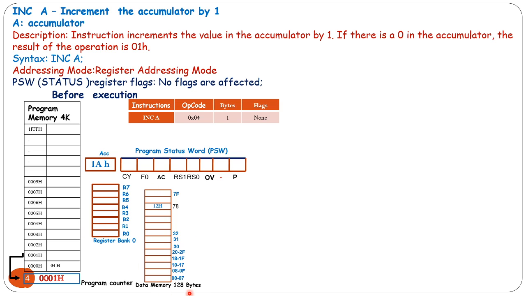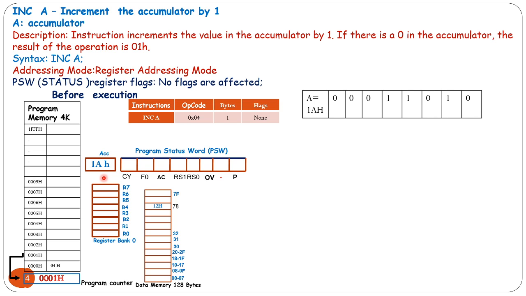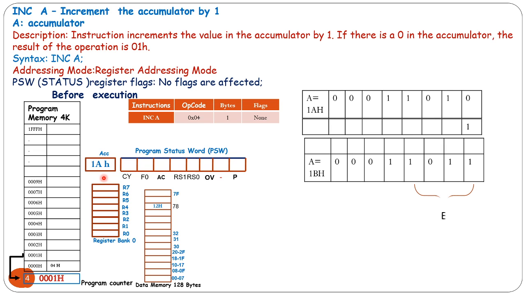Random access memory, 128 bytes, this bank is also not affected. The carry flag is also not changed. Only the content of the accumulator changes. So after execution, what will be the content of the accumulator? Before execution, the accumulator content is 1AH, 0001 1010. This is the binary format of accumulator content 1AH, and when this instruction is executed, it is incremented by 1.